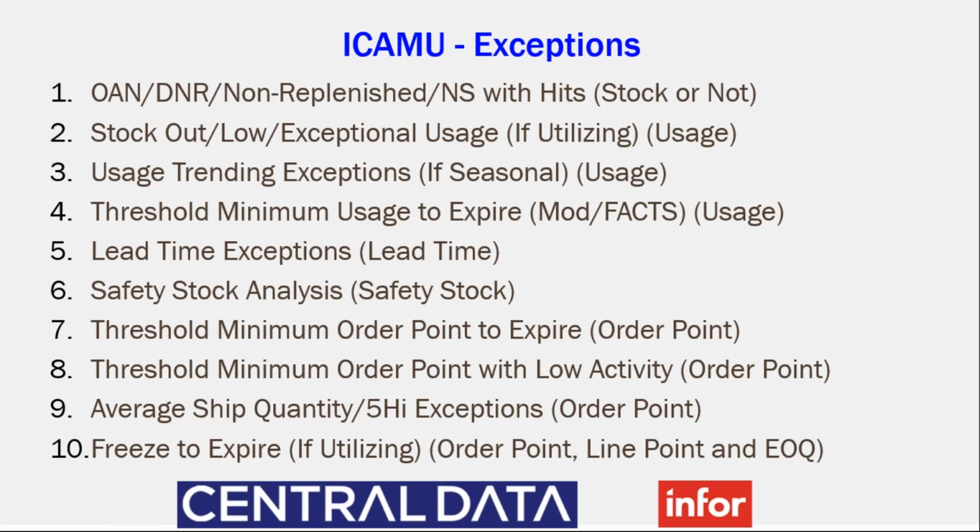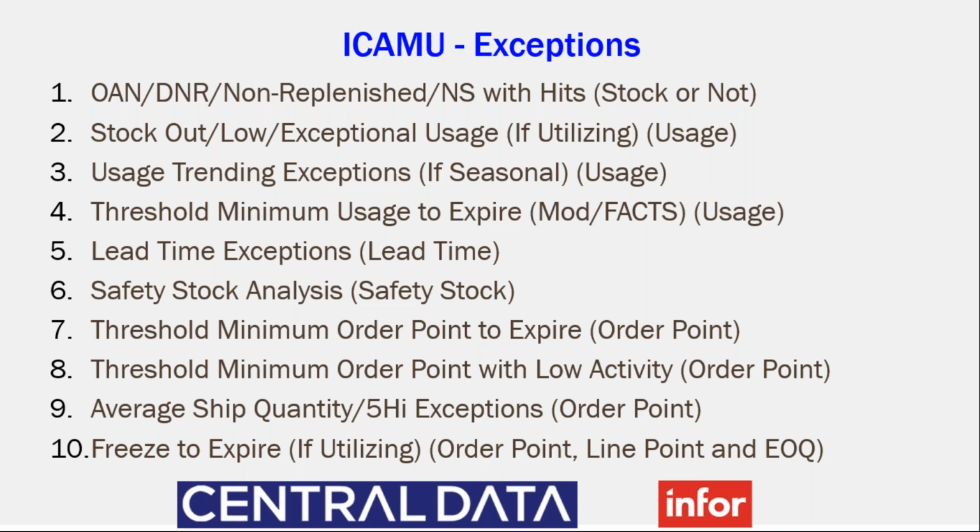This is order as needed or do not reorder or non-replenished, non-stock items that take hits. So I've got an item out there that I don't stock normally, and if I take enough hits against it, I should be possibly stocking it. And so this is just a report that comes up that says, when you set it up, if you get X amount of hits in X amount of months, and it's a product that we don't stock, put it in front of your buyer inventory manager.